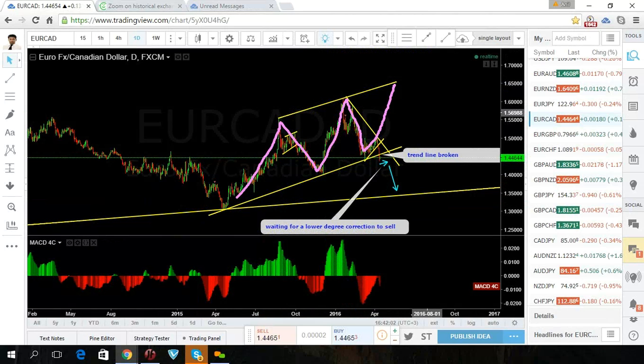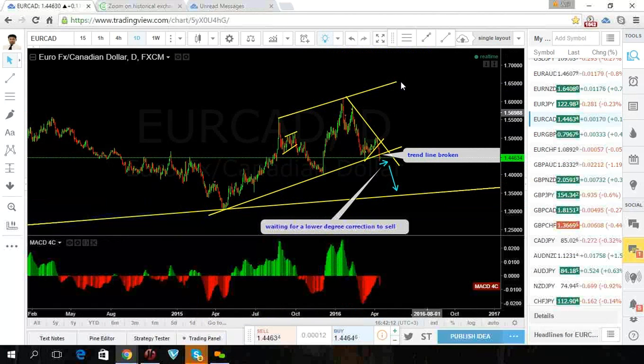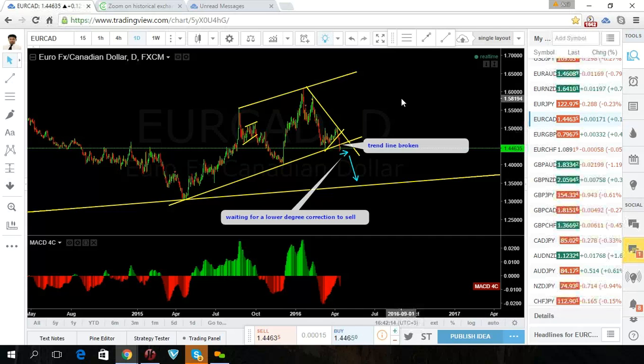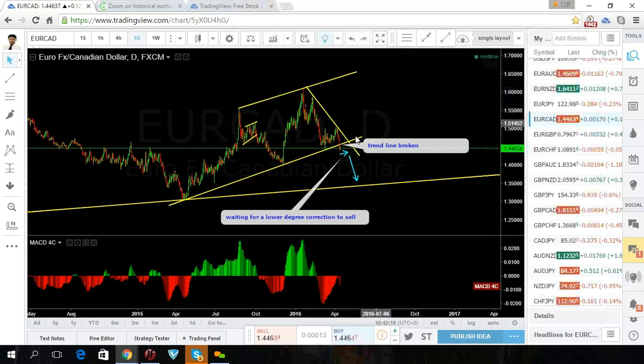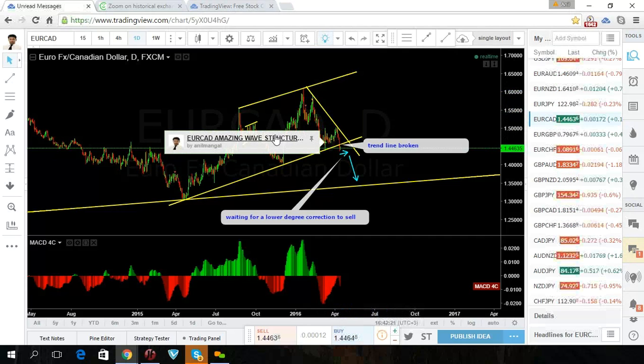Right? This is pretty normal. We're looking at that structure, and we say that structure has a probability to go one more up. And then we said, let's see if it is going to happen. And we got that bounce. And once we got that bounce, we said, this is amazing.